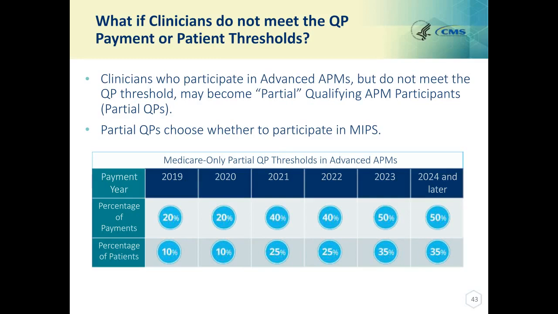So what if a clinician doesn't meet the QP threshold or the patient threshold? What happens? If clinicians who participate in an advanced alternative payment model don't meet that QP threshold, they become partial QPs. And a partial QP has an option. They can choose to participate in MIPS, or they can choose to not report to MIPS and receive a neutral adjustment. Next slide.